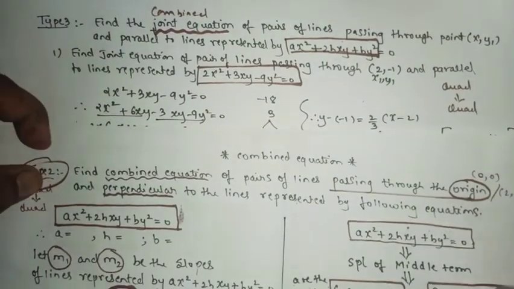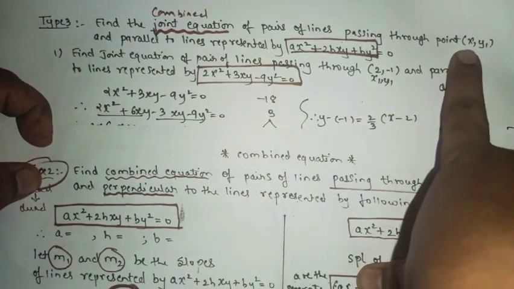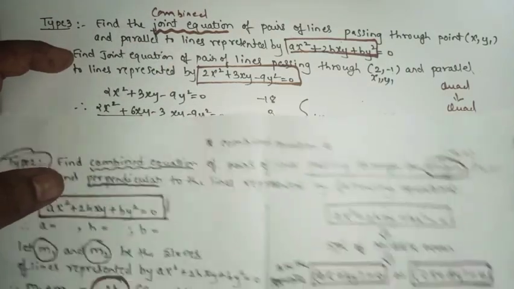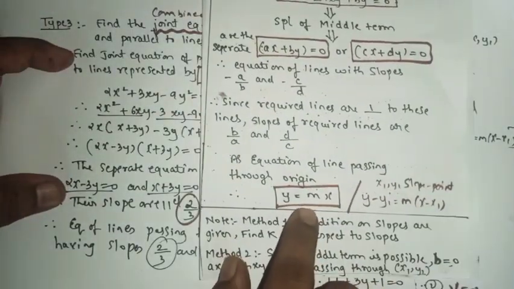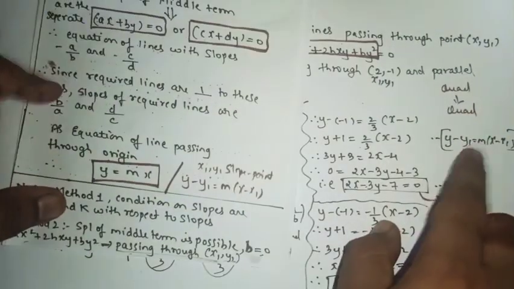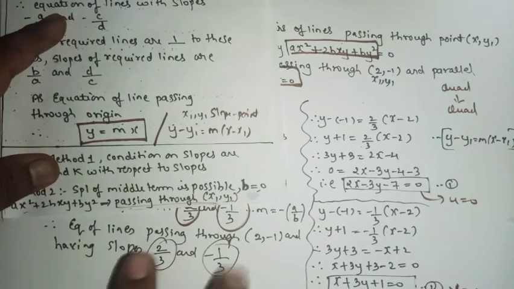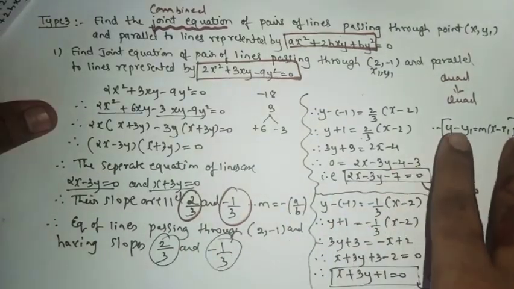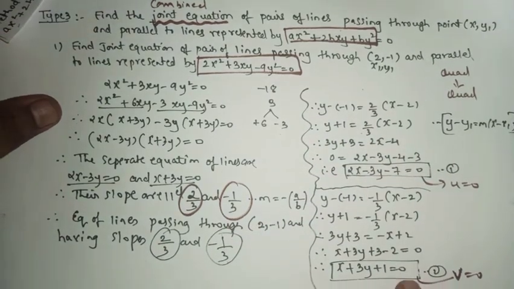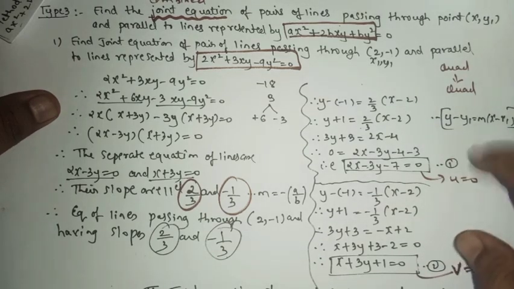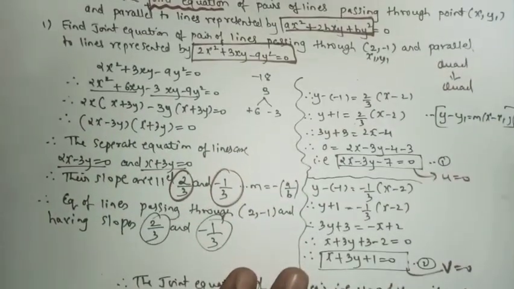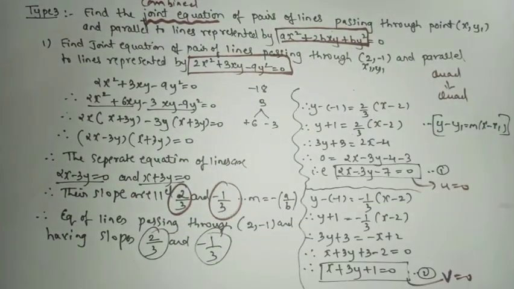So check the difference. Here it was origin, here it is passing through a point. Here it was perpendicular, here it is what? Parallel. For this, when it is passing through the origin, you will apply y equals mx. When it is passing through x1 y1, you will apply the slope-point form. So as we know that when you have two slopes, two times the formula you will use. So in the first case you will get u equals 0, in the second case you will get v equals 0, and from the combined equation of these you will get the final result. So in this way you have to present the sum, and in this way you have to find the answer.